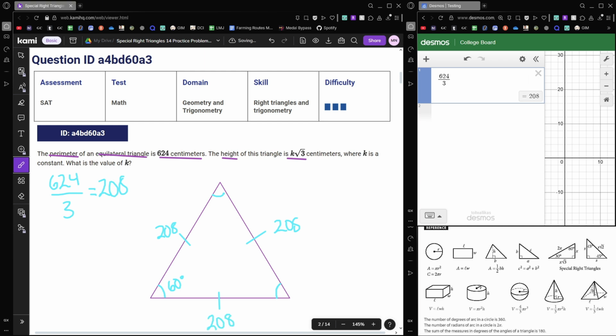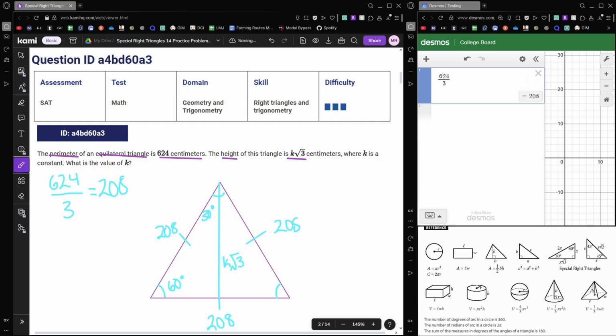Now remember, whenever you get an equilateral triangle, you always want to split it in half, so you can create that 30, 60, 90 special right triangle. There we go. So we know that this top 60-degree angle is now split into 30 degrees, and they also give us the height of the triangle, which is k square root 3.